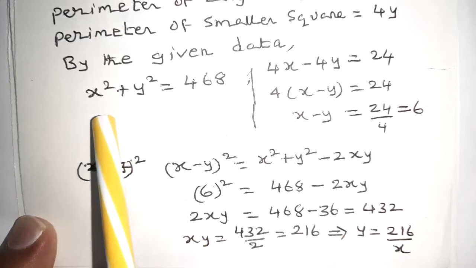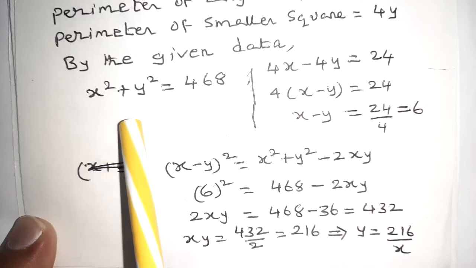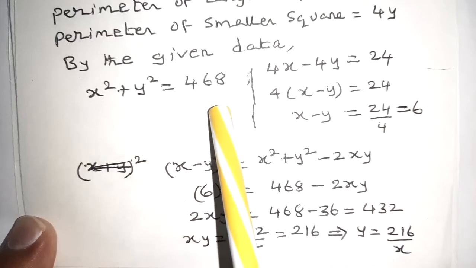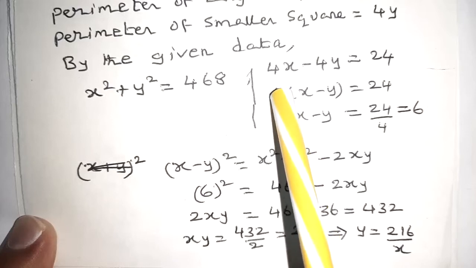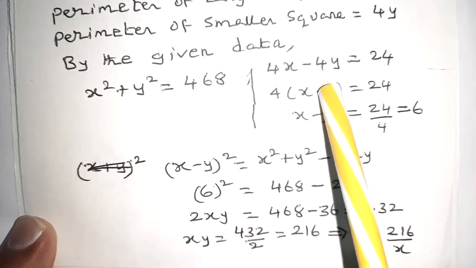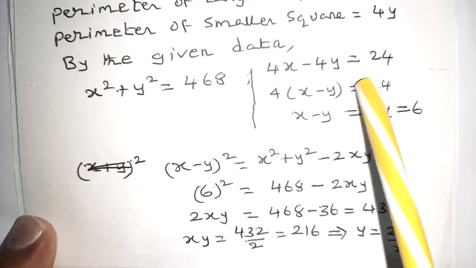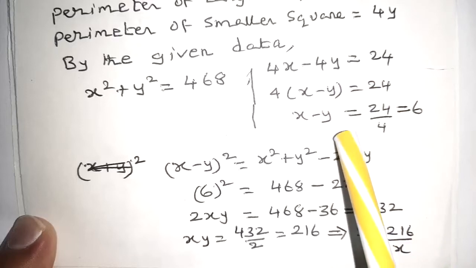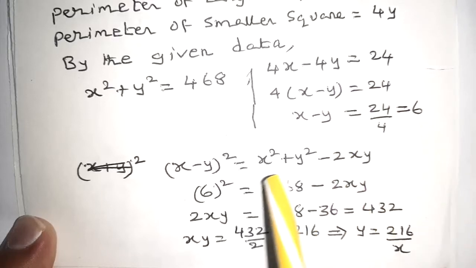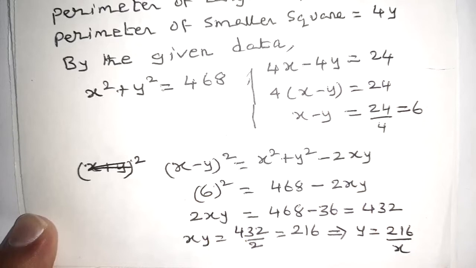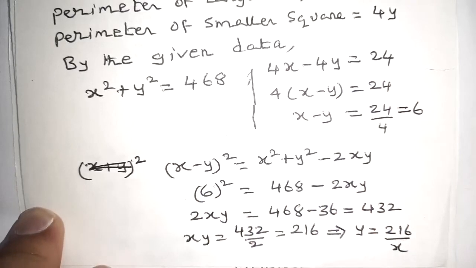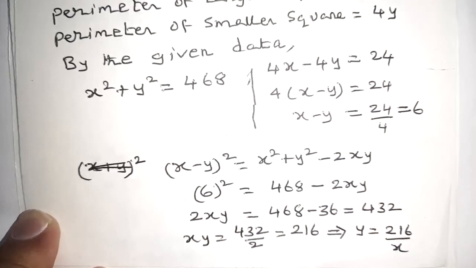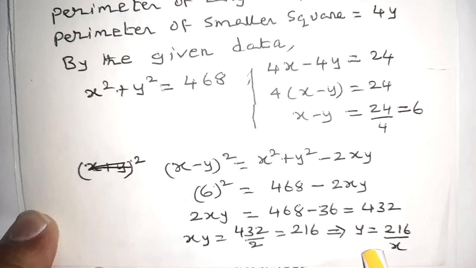Area of larger square plus area of smaller square equals 468. Perimeter of larger square minus perimeter of smaller square equals 24. From this we get x minus y equals 6. Using the formula (x minus y) whole square equals x square plus y square minus 2xy, we get xy equals 216. Therefore, y can be written as 216 by x.